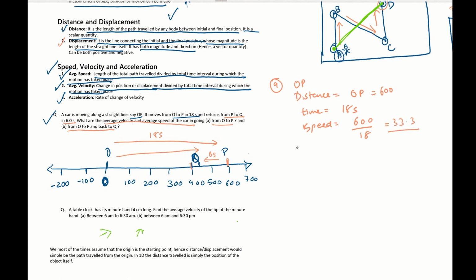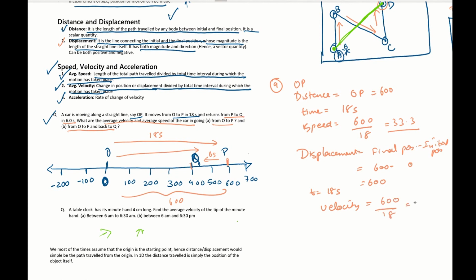All right. Now you need to also calculate the velocity, which is nothing but displacement, which is equal to final position minus initial position, which is equivalent to 600, which is the final position, minus the initial position, which was 0, making it 600. And again, the time is 18 seconds. The velocity is 600 divided by 18, which is also equivalent to 33.3.